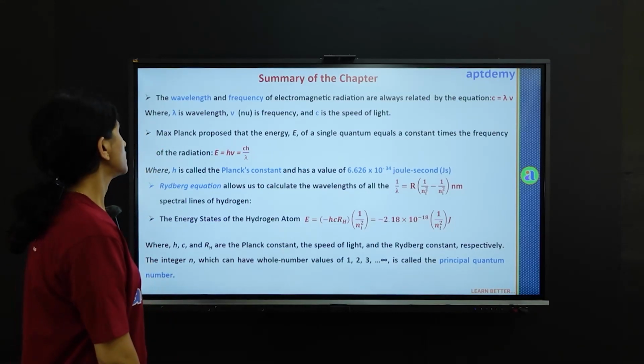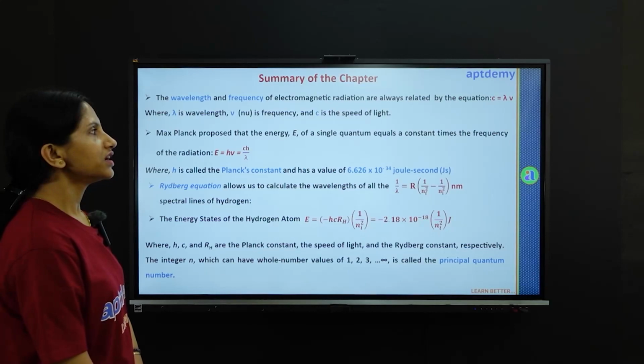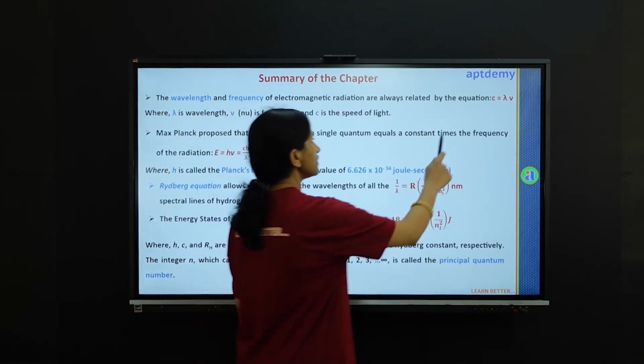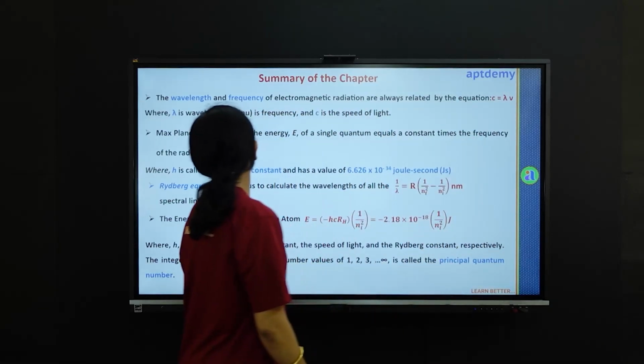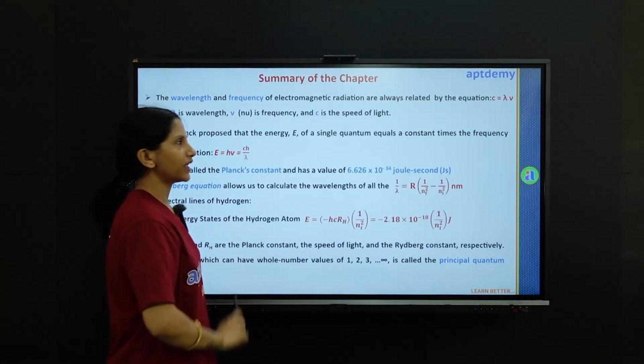So we learned that the wavelength and frequency of electromagnetic radiation are always related by the following equation, that is c is equal to nu lambda, where lambda is the wavelength, nu is the frequency and c is the speed of light.